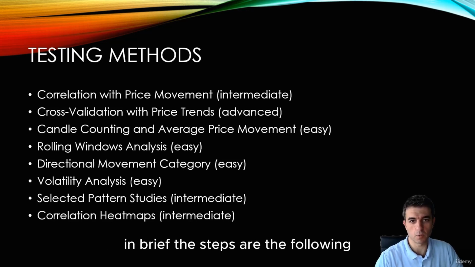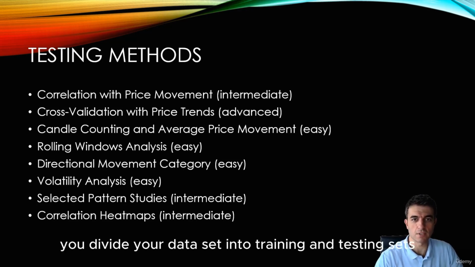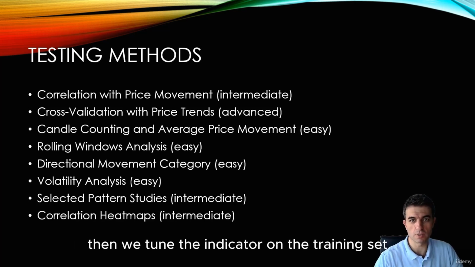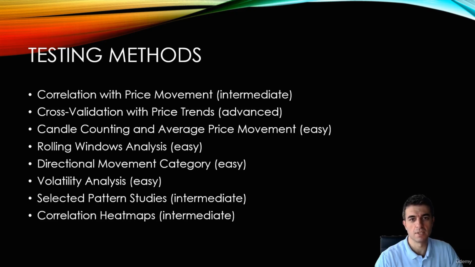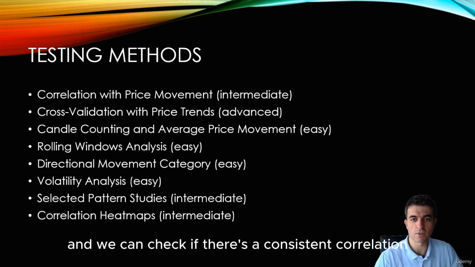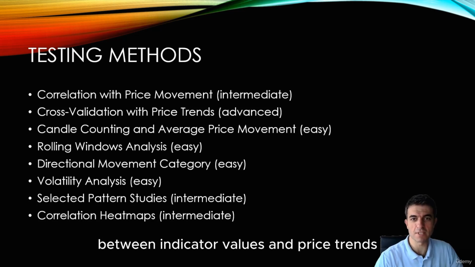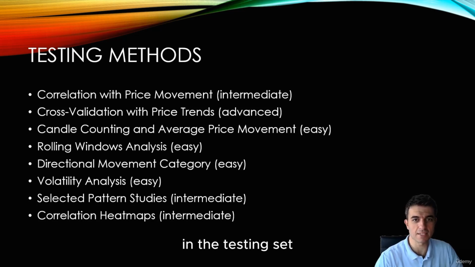In brief, the steps are the following. You divide your data set into training and testing sets. Then we tune the indicator on the training set and observe its behavior on the testing set. Then we can check if there's a consistent correlation between indicator values and price trends in the testing set.